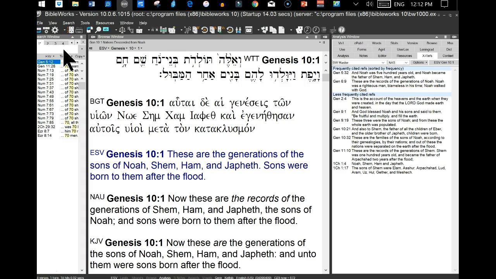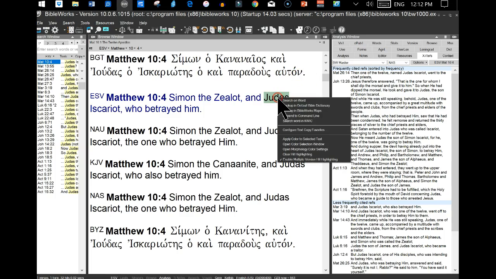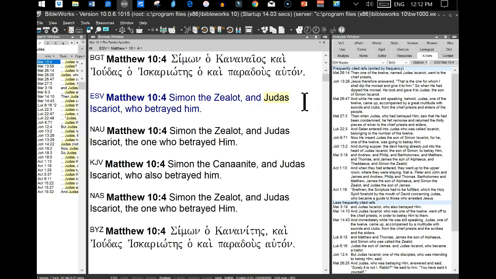But what's the name of the guy who betrays Jesus? Judas. So I'm going to type in the word Judas, and I'm going to do a search. So search everywhere in the Bible that the word Judas appears, and the first one is Matthew 10:4, and you can see that it's 21 verses there or something like that. I'm going to do the same search.